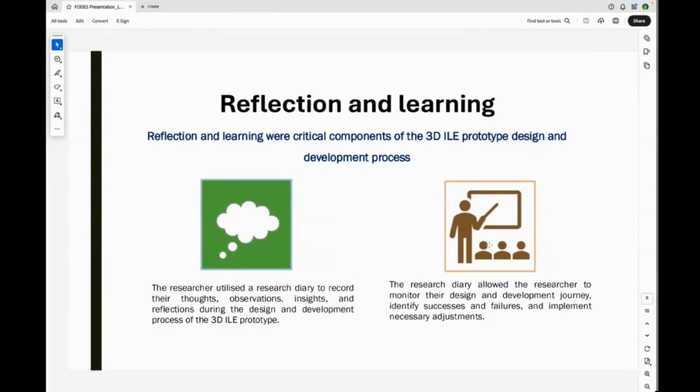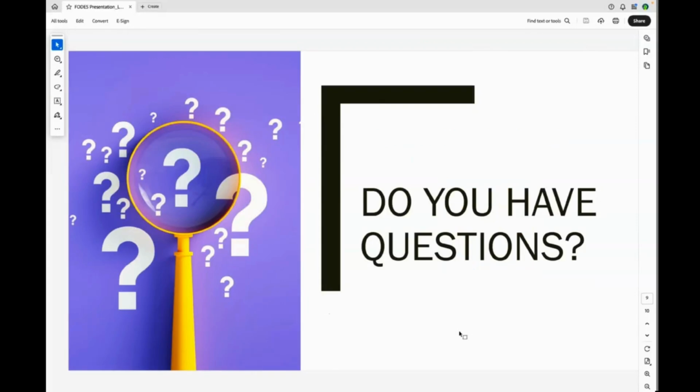Because to me, if I didn't have this research diary, I don't think I was going to recall all the events that took place, because there were many. And also the research diary allowed me to monitor my design and development journey, to also identify the successes and the failures and make necessary adjustment in order to have the desired output. So this actually brings me to the end of my presentation.